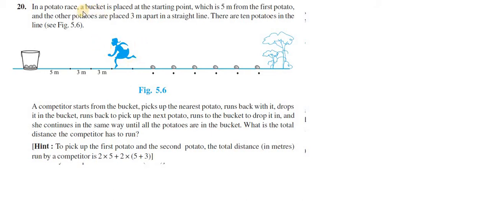So now in a potato race, a bucket is placed at the starting point, which is 5 meters, not centimeters, 5 meters from the first potato, and other potatoes are placed 3 meters apart in a straight line. So the first potato is 5 meters away. From this potato to this potato the distance is 3 meters, from this to this is 3 meters, like this. So therefore, our common difference we found is 3. Then there are 10 potatoes in the line.